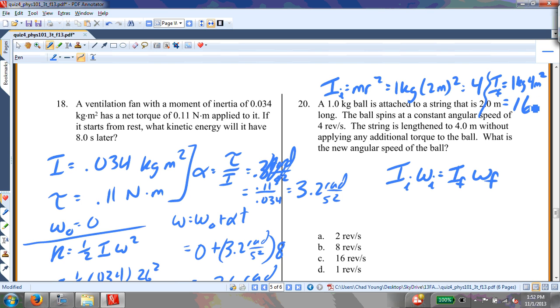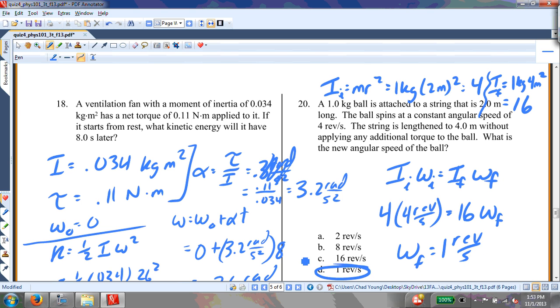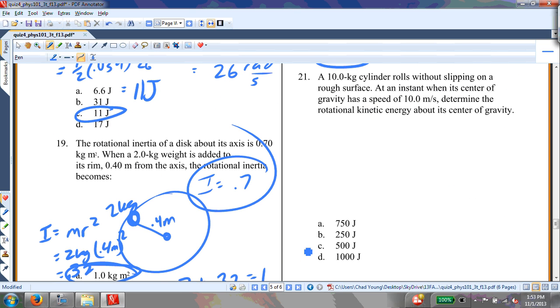All right, so I have 4 times omega initial, which is 4 revolutions per second, is equal to 16 times omega final. So that's 16 over 16. So omega final, it slows down to 1 revolution per second. So D is the right answer for number 20. And now finally, number 21. A 10-kilogram cylinder rolls without slipping on a rough surface at an instant when its center of gravity has a speed of 10 meters per second. Determine the rotational kinetic energy about its center of gravity.